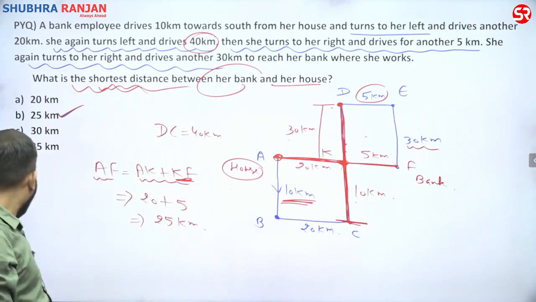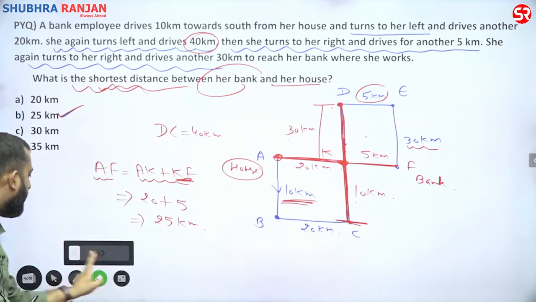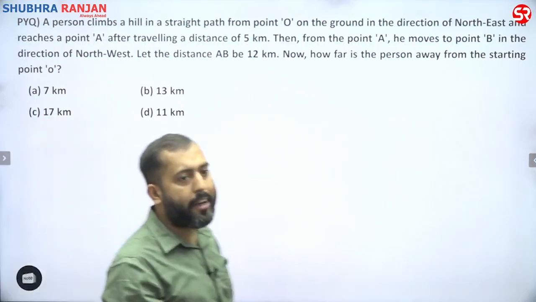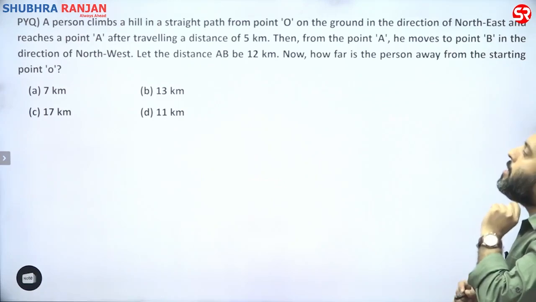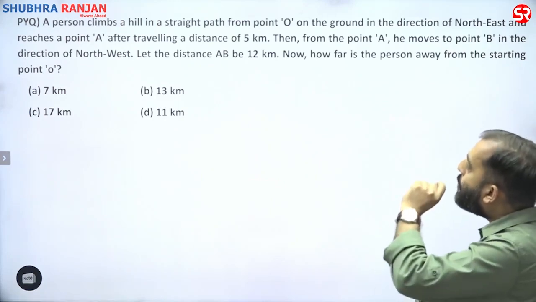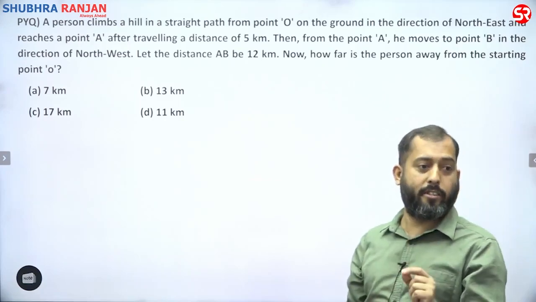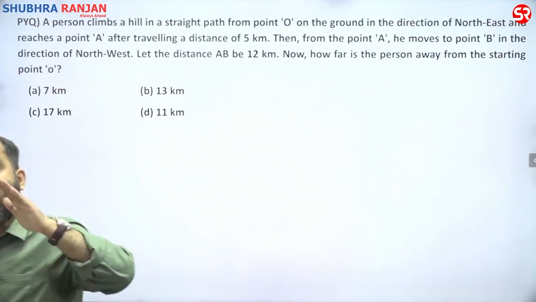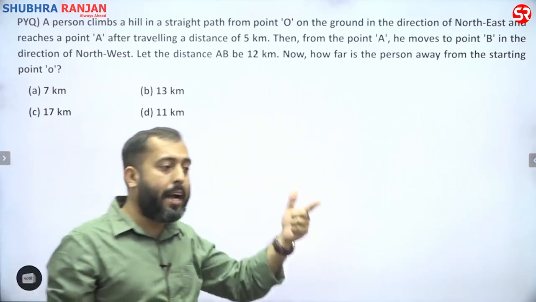Okay, now let's solve one more problem. See, yeah, try this question now. Again, it's a PYQ. A person is climbing a hill station in a straight path from point O on the ground in the direction of northeast. So consider yourself that you are climbing a hill, you are going northeast. So start drawing it like that.